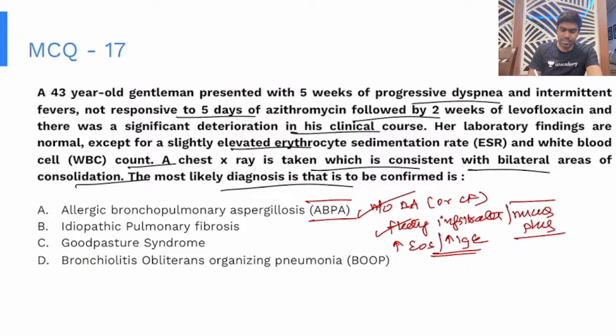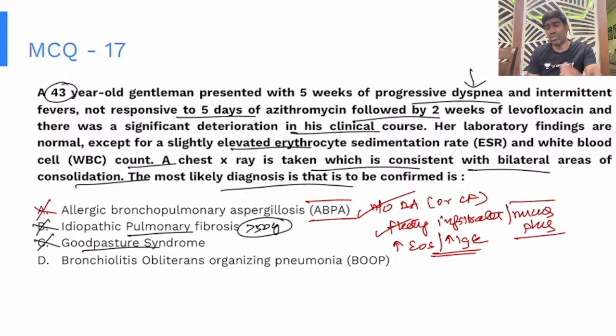It's unlikely. Is it idiopathic pulmonary fibrosis or not? No, definitely not. IPF doesn't present this way. Most of the patients will be elderly, more than 50 years of age, and they're not going to present with intermittent fevers and progressive dyspnea. Rather, they're going to present with fibrosis and fibrotic features, and this is not how IPF is going to present.